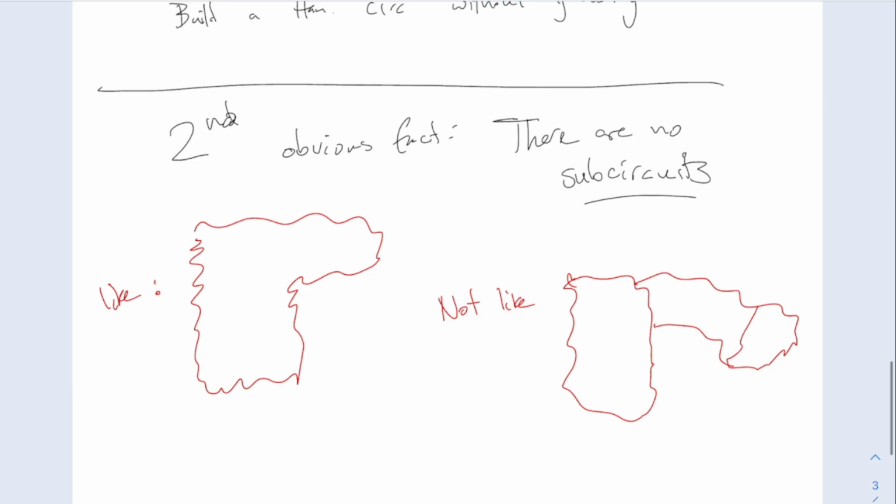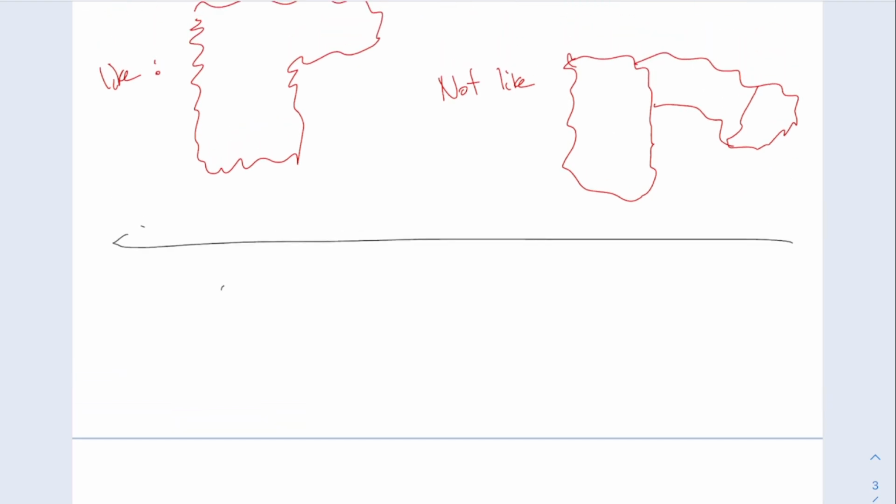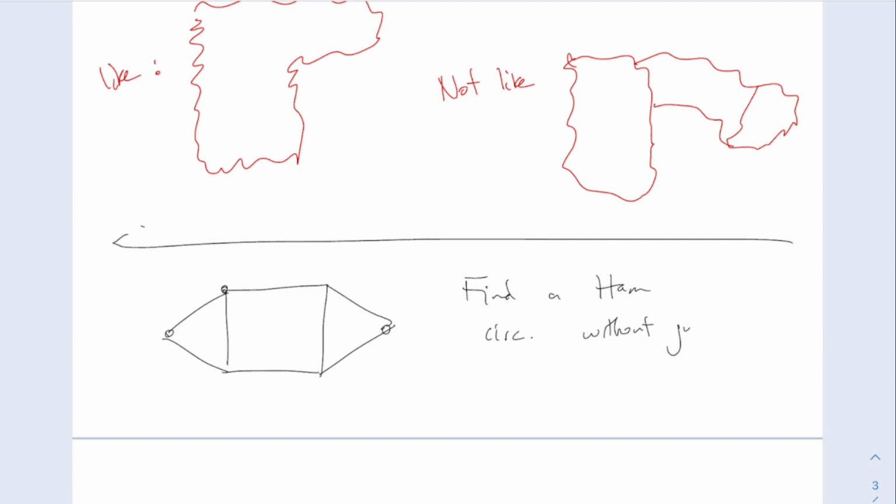So here's an example where you also need to use sub-circuits. Sorry to scroll so much. Here is an example where you have to think about sub-circuits also. How about this one? Let's find a Hamilton circuit without guessing. Actually, before that, how about with guessing? You just go around the outside edge, and that's a Hamilton circuit. But I want to try and reason this out without guessing like that.